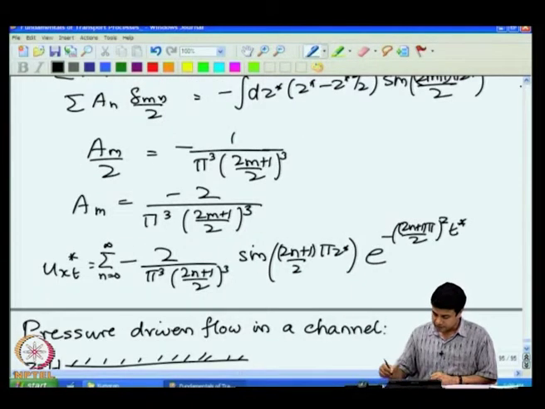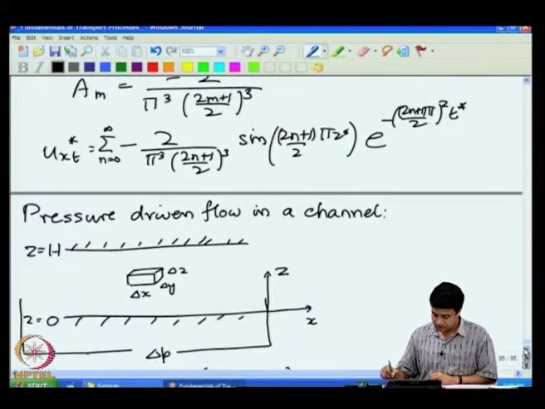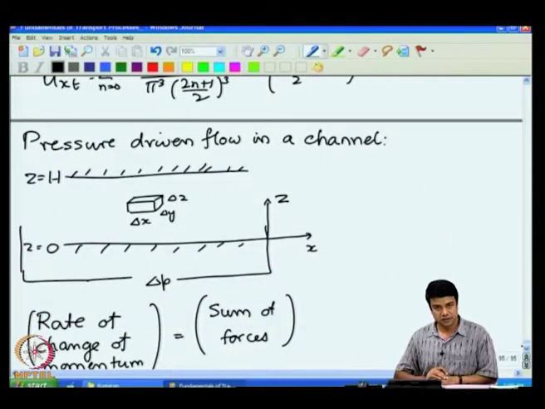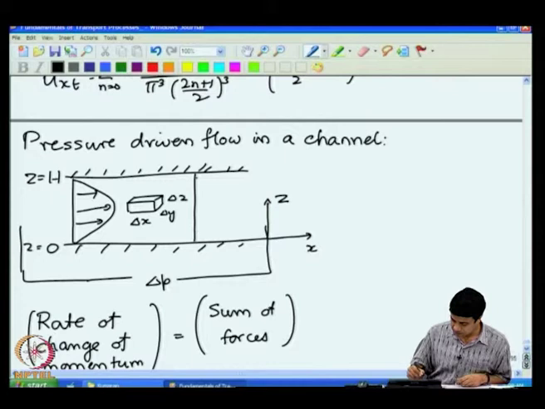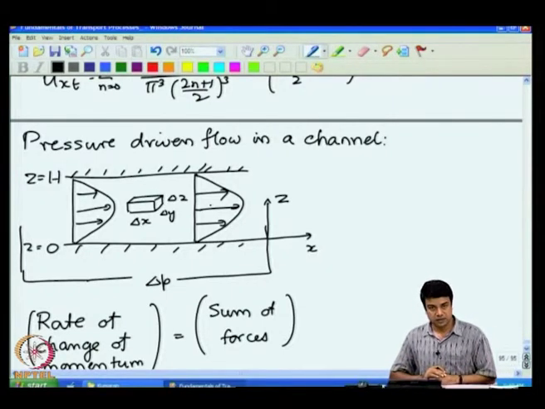Let us go back to the configuration. First thing, we are in a steady state configuration, so there is no time variation. And secondly, the flow is fully developed. That means that the velocity profile is the same at each and every cross section within the flow. The velocity profile does not change. Therefore, ux is independent of x, it depends only upon z.